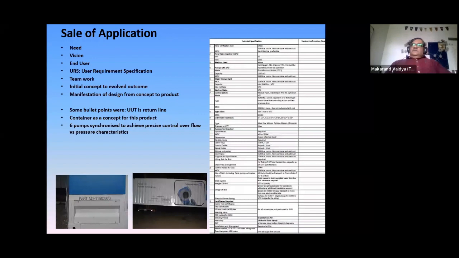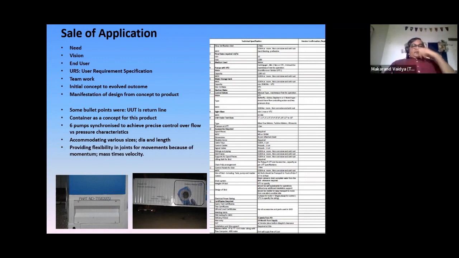Then there was a bypass valve, which is usual practice. But later we discovered that the bypass valve was also not required. Only pure synchronization of pumps is sufficient to achieve the result. We have successfully accommodated diameters and lengths of all kinds of things. It also provided momentum, that is mass into velocity. It's tremendous in this, because 1200 meter cube at 3.5 bar is a tremendous thing, momentum. All that we experienced, but we did it actually, and it is work executed in lockdown.